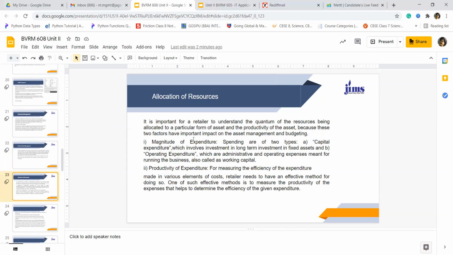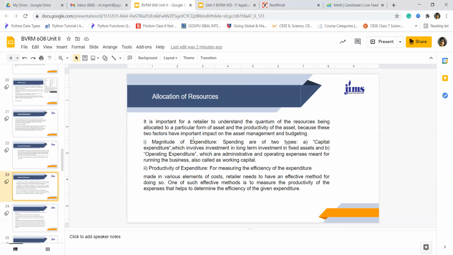Then next step in financial dimension is allocation of resources. It is important for a retailer to understand the quantum of the resources being allocated to a particular form of asset and the productivity of the asset, because these two factors have important impact on the asset management and budgeting. Magnitude of expenditure.